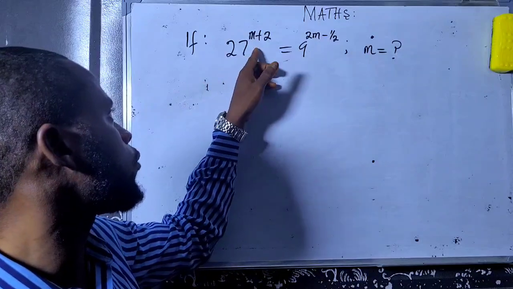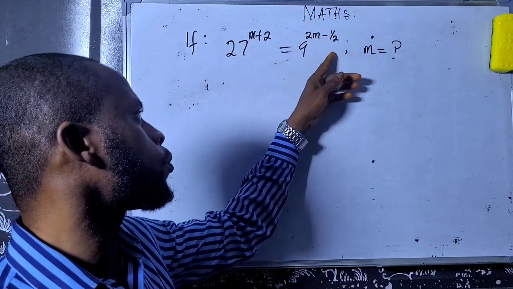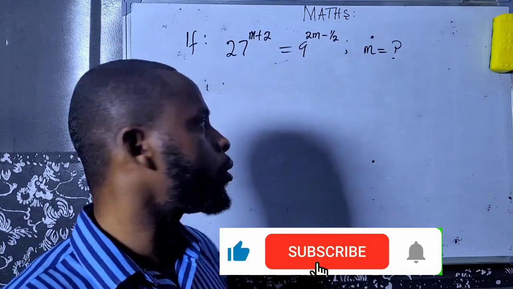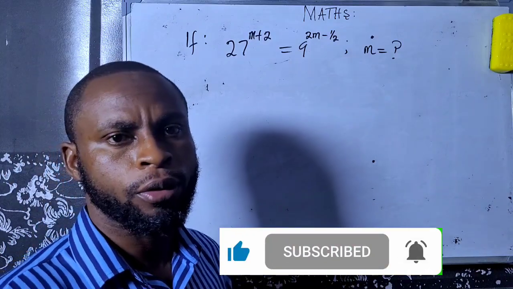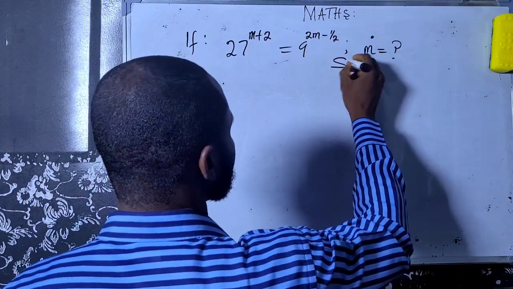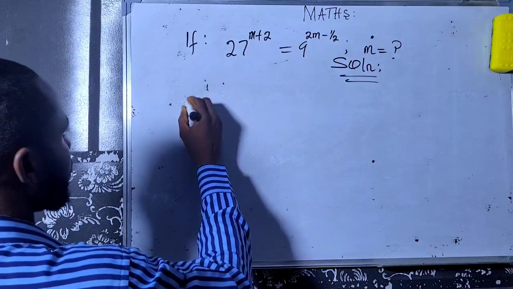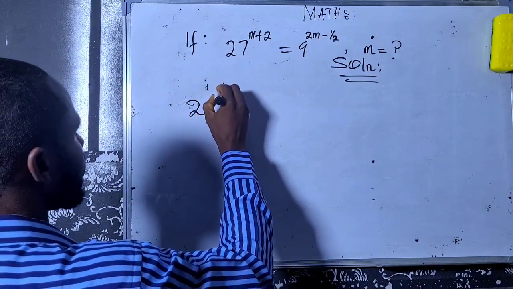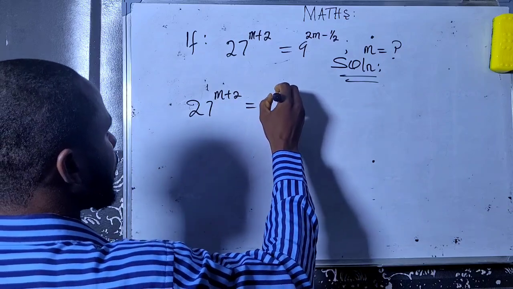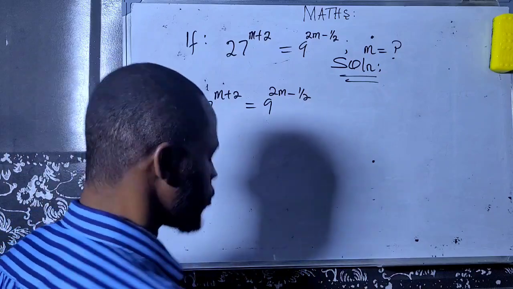If 27 to the power of m plus 2 equals 9 to the power of 2m minus 1 over 2, we are to find the value of m that will satisfy this equation here. First, I put here solution. I bring the question here. 27 to the power of m plus 2 equals 9 to the power of 2m minus 1 over 2.